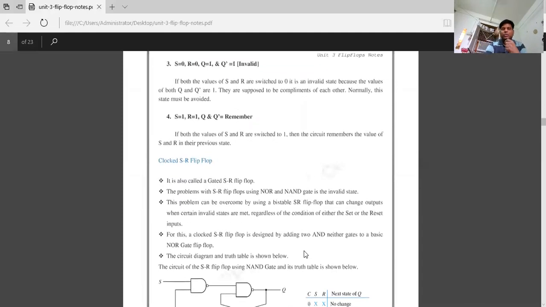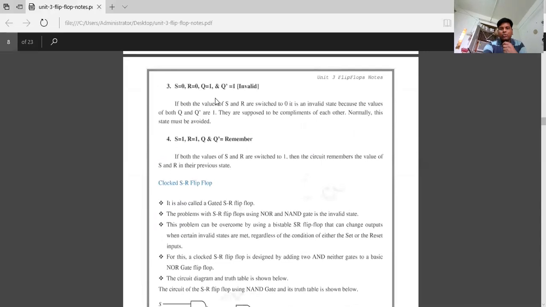When S equals 0 and R equals 0, if both values are switched to 0, it's an invalid state because the values of both Q and Q dash are 1. So this is the invalid state. And next, S equals 1, R equals 1. If both S and R are switched to 1, then the circuit remembers the values of S and R from their previous state.